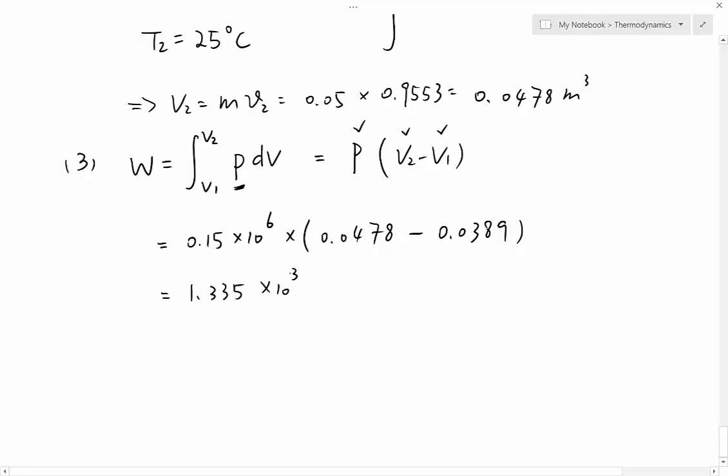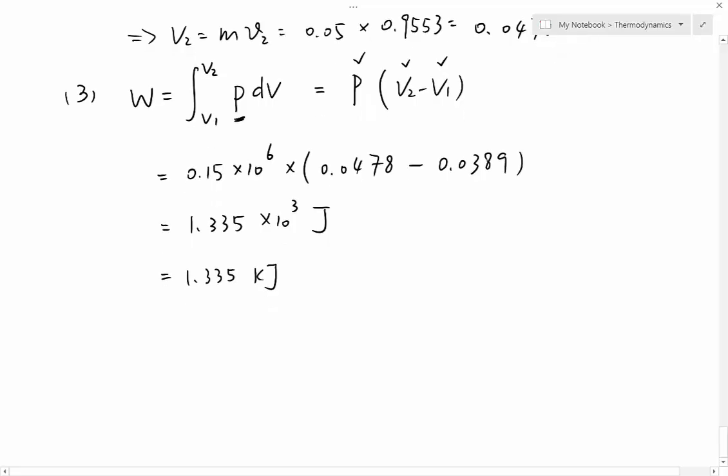And your solution must also have an SI unit. What is the SI unit for work? It's joules, and usually we use kilojoules. So our final solution is 1.335 kilojoules. That is how much work. Okay, so what do you notice? You notice your work is positive. What does it mean? If your work is positive, that means your system generates work. If your solution for work is negative, that means your system consumes work.